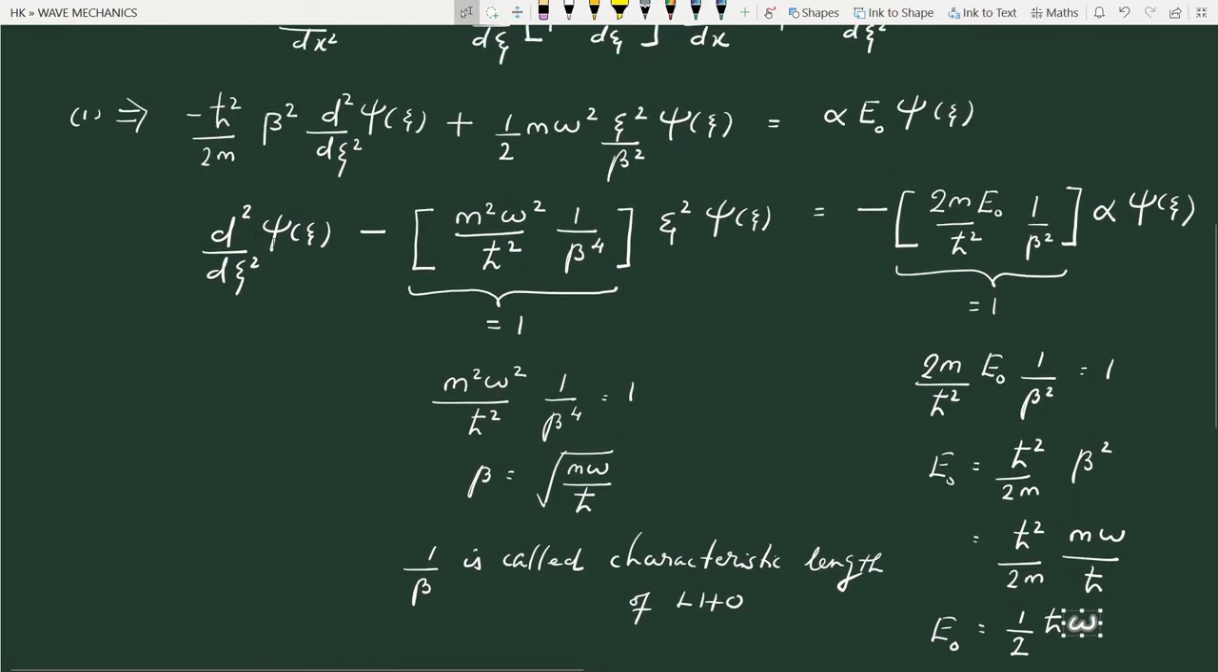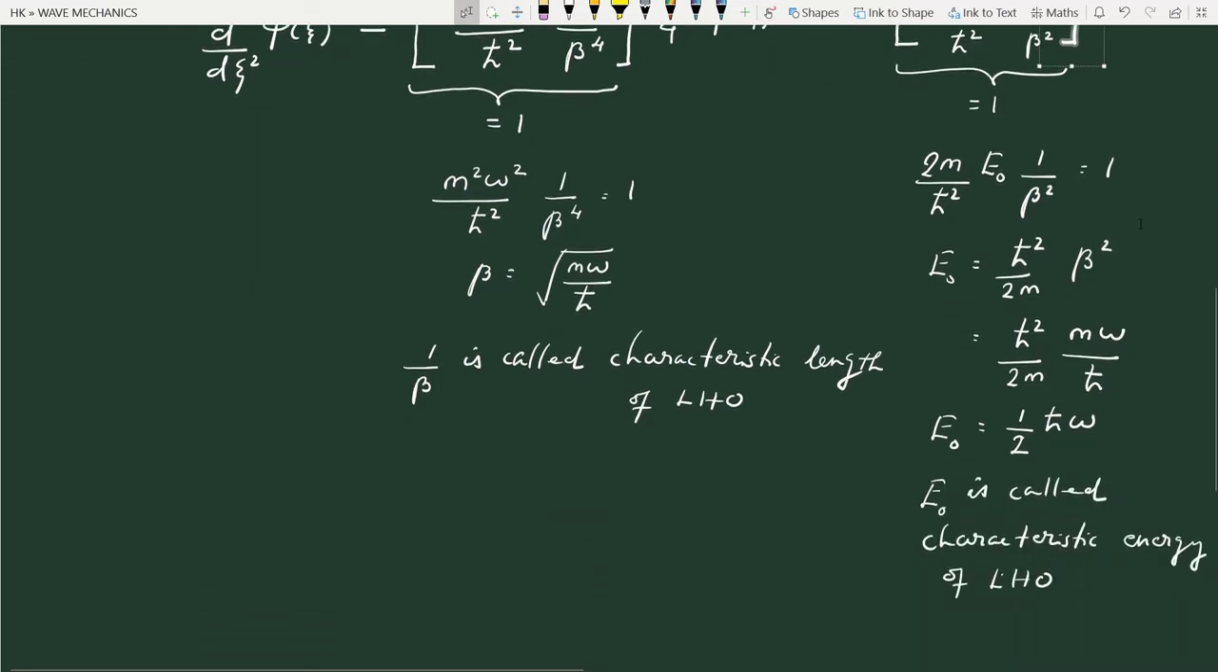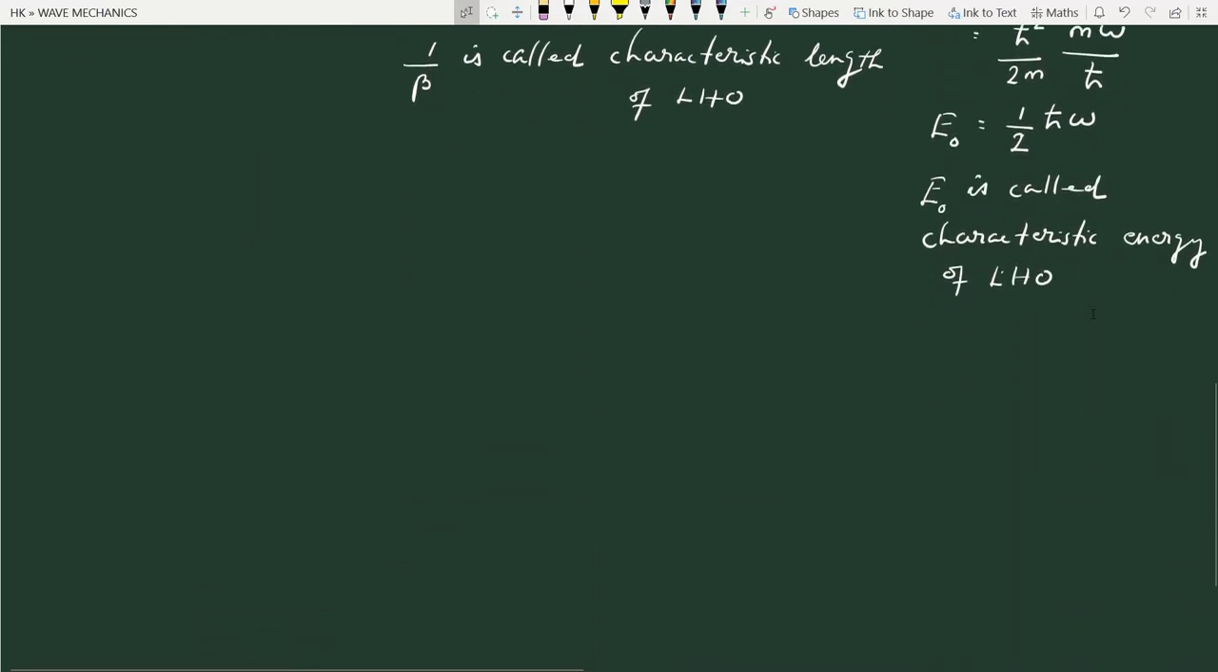So what is the Schrodinger equation now? See here, d square psi by d theta square. This entire term in the square bracket on the left hand side is now 1. Now we have remaining term minus theta square psi theta, right? On the right hand side again, the term in the square bracket is 1. Okay, that's the way we have chosen beta and E0. Okay, and what is the remaining term? Minus alpha psi theta.